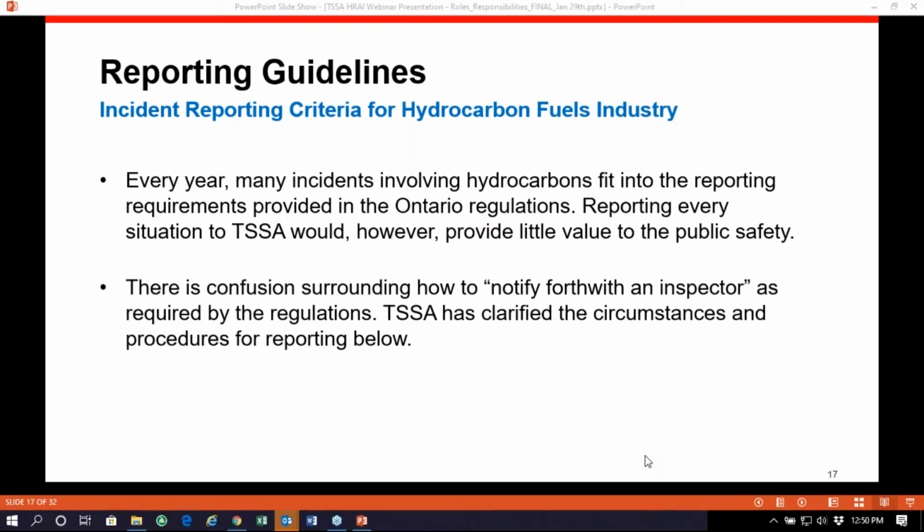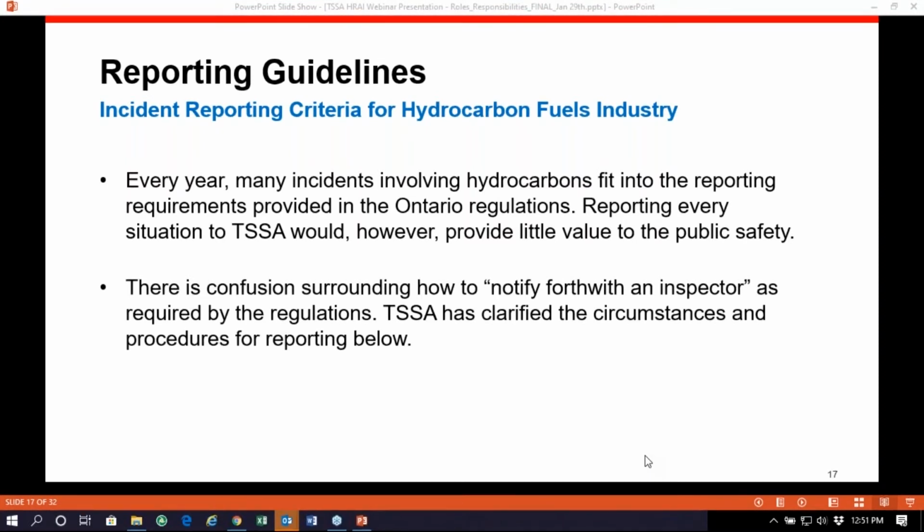I know there's been some confusion about how to notify forthwith, or in terms of notifying TSSA right away. It really means right away, or absolutely as soon as possible after. I don't expect you to leave something unsafe to run and call, but you should be getting to us just as soon as you can.